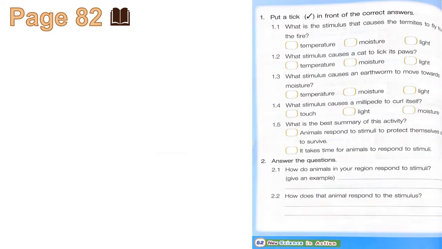Page 82. Put a tick in front of the correct answers. Question number 1. What is the stimulus that causes the termite to fly towards the fire? Is it temperature, moisture, or light? Please tick the correct answer. Number 2. What stimulus causes a cat to lick its paws? Why does a cat lick its paws? Is it temperature, moisture, or light?